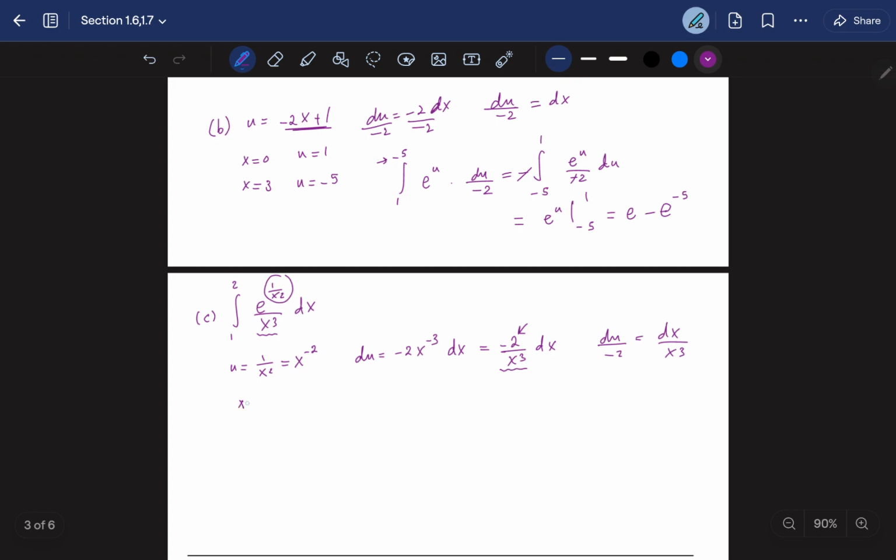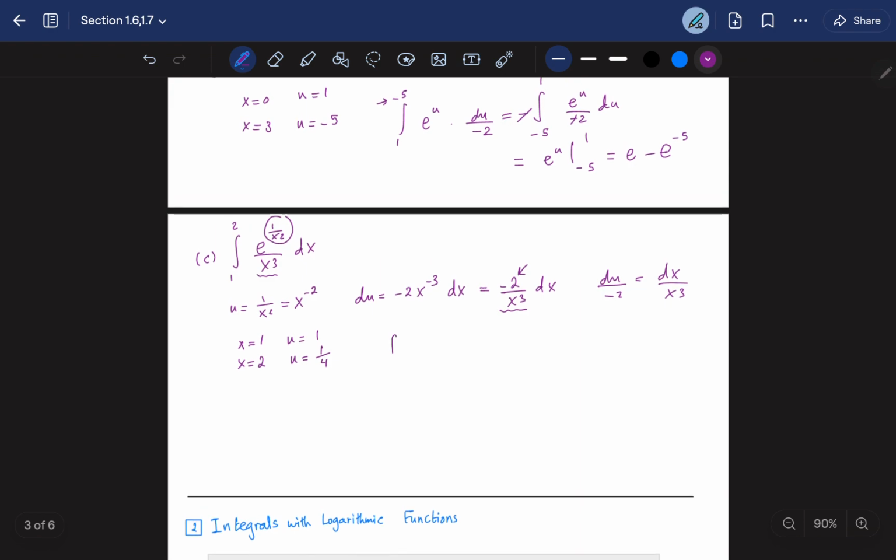If you have bounds, you need to substitute the new bounds and find the bounds for u. Once you substitute, this is just 1 and 1/4. So I'm going to get the integral from 1 to 1/4 e to the u times du over -2. The upper is less than the lower bound, so you can flip it, and I have a negative here, so this is going to be positive 1/2 from 1/4 to 1 e to the u du.